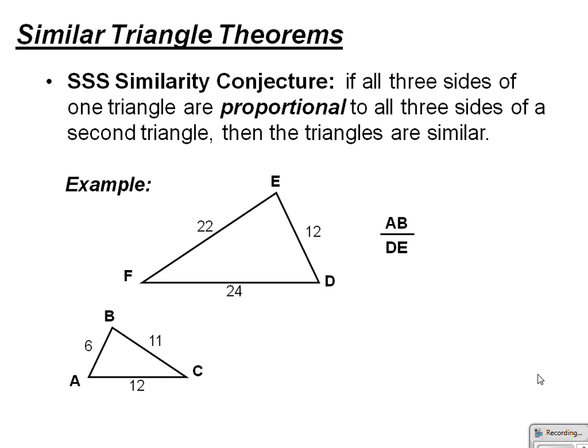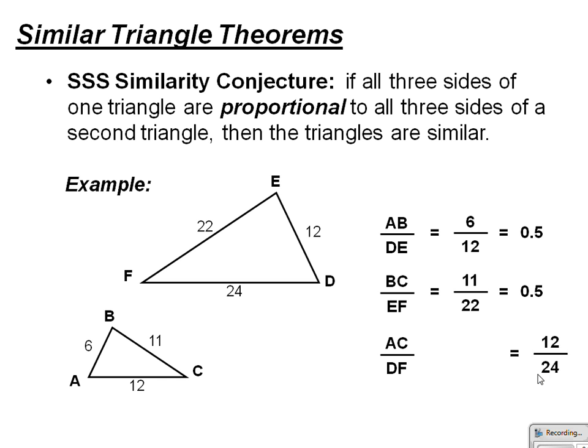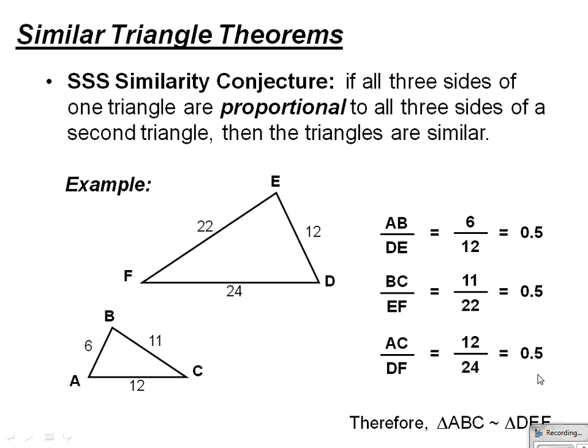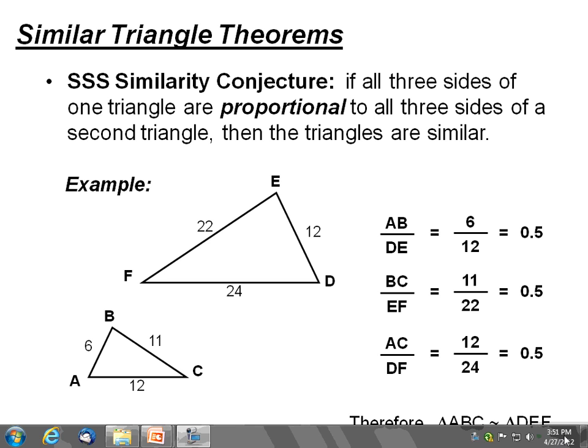First of all, we have side length AB corresponding with side length DE. That ratio there is 6 to 12, which works out to be 0.5. Then we have side length BC and side length EF. The ratio between those two corresponding sides is 11 to 22, also 0.5. And the same ratio can be discovered by comparing the ratio between AC and DF, 12 to 24, which also is a scale factor of 0.5. Because the scale factors between all three of these corresponding sides are equal, we can conclude that triangle ABC is similar to triangle DEF.